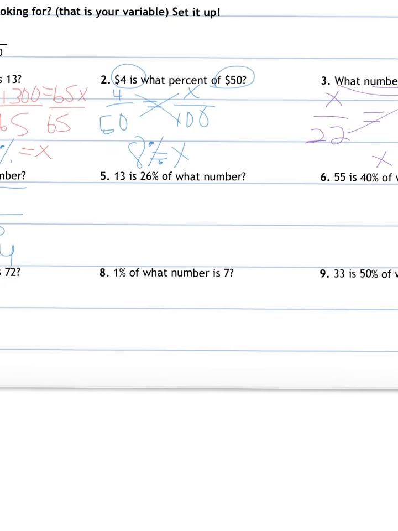Okay, number 5, 13 is 26% of what number? Is over of equals percent over 100, so we have that percent over 100. It's always the easy one to fill out. 13 is goes on the top. Of is what we're looking for. All right, cross multiply. 13 times 100 divided by 26. X equals 50.